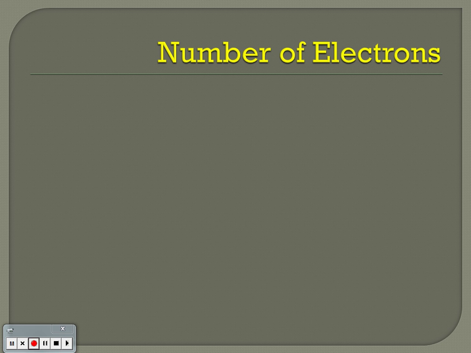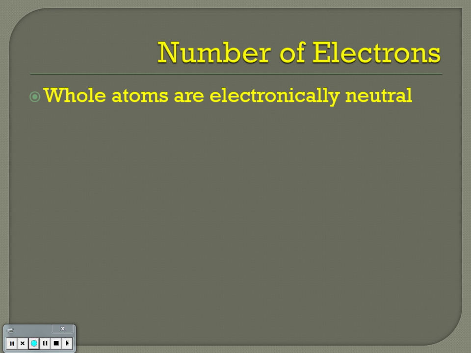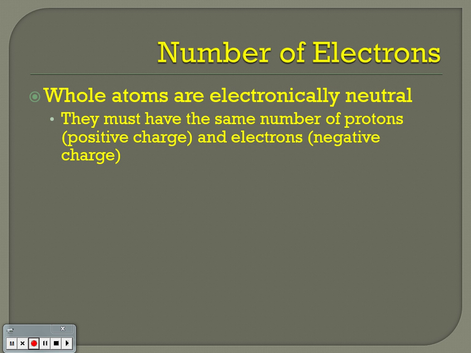Joanna, what's one of the things that Dalton said about atoms? They have no electrical charge. We know that protons have positive charge, and the atomic number tells us the number of protons. But if an atom has to be electrically neutral, what has to be true about the number of protons and the number of electrons? They have to be the same. So the number of electrons is also equal to the atomic number because whole atoms are electrically neutral. That's one of the things that Dalton said about atoms in his atomic theory. And that means they have to have the same number of protons and electrons.